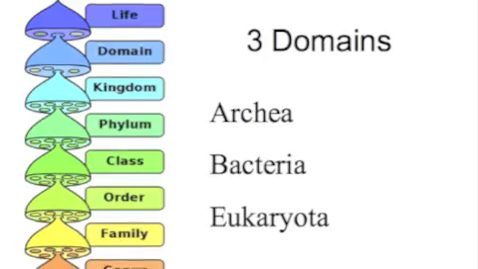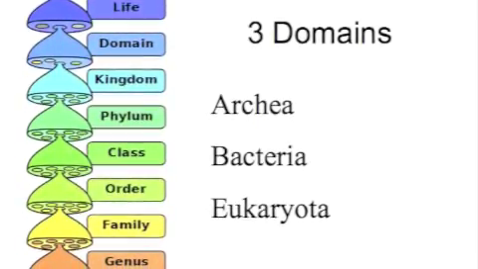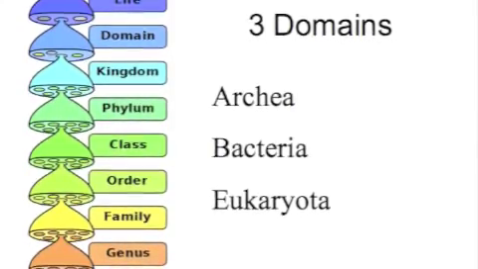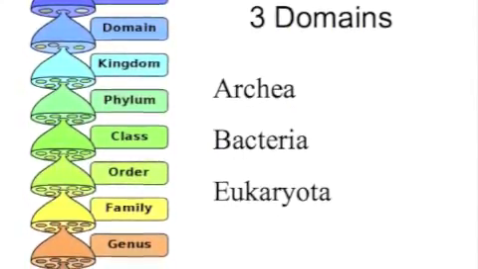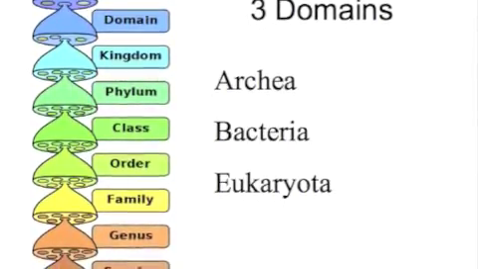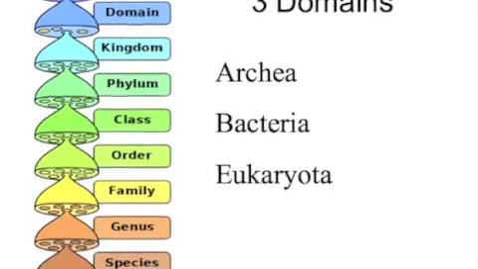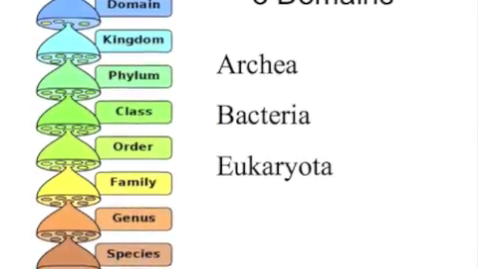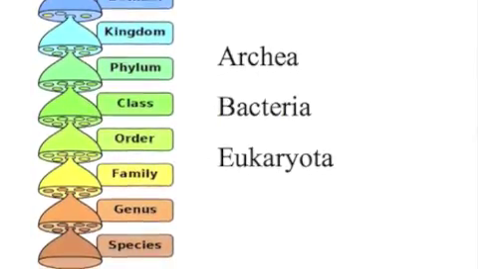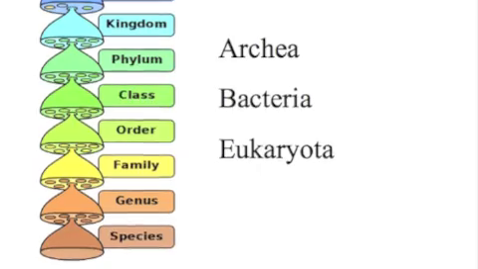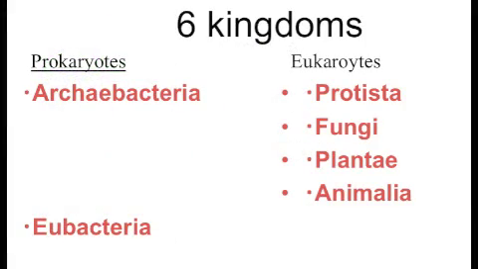In the 90s, things were changed into 3 domains: archaea, bacteria, and eukaryota. On the left you can see all of the divisions starting with life down to species, and this is how it is currently organized. In the 6 kingdoms, the prokaryotes are the archaeobacteria and the eubacteria, and then the eukaryotes hold everything else: protista, fungi, plantae, and animalia.